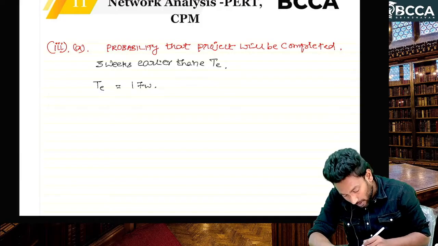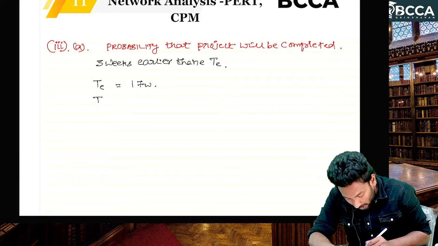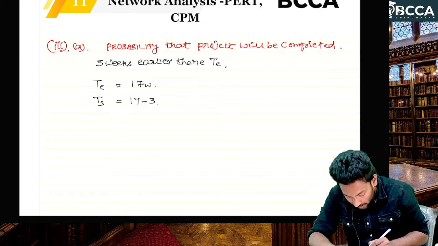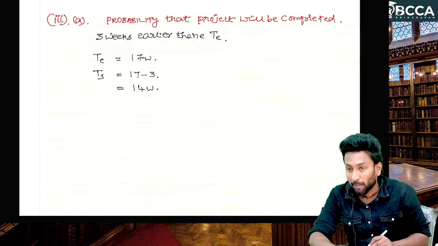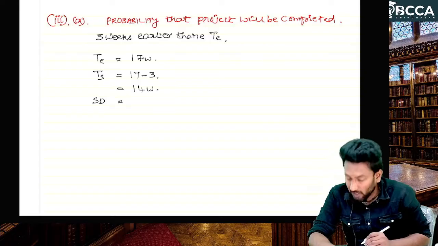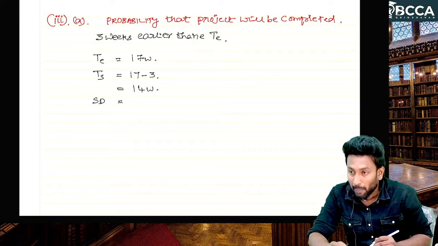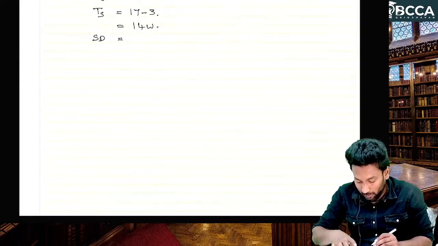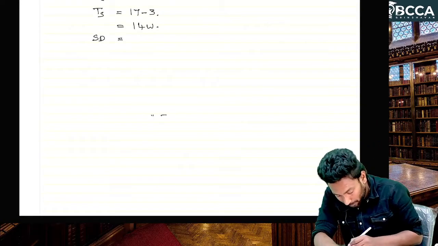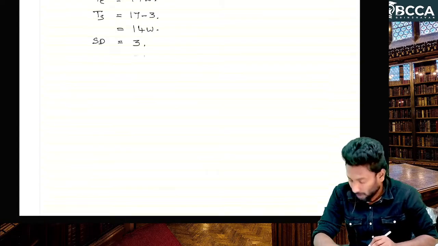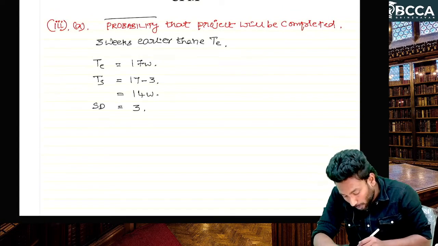Now they are saying 3 weeks earlier. That means stipulated time TS is equal to 17 weeks minus 3 weeks. That means 14 weeks is our stipulated time. Okay, we have calculated standard deviation of the project. What is the standard deviation of the project, sir? We have calculated earlier, right? So 3. So now we have to calculate the probability.